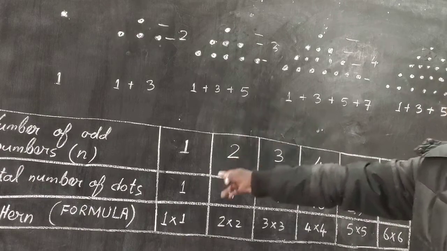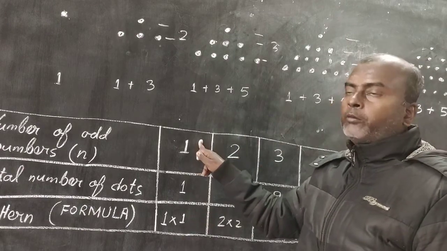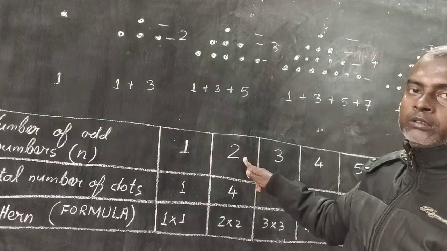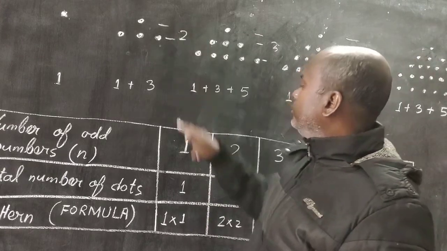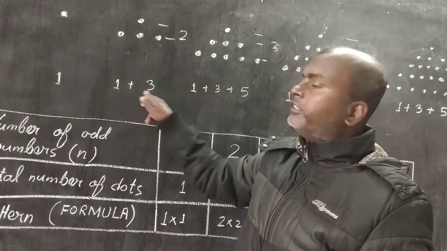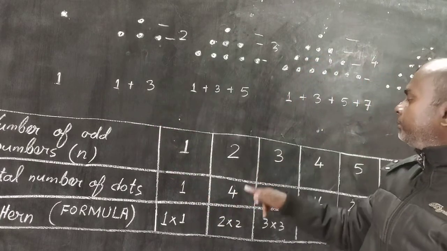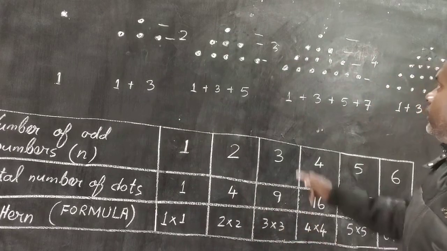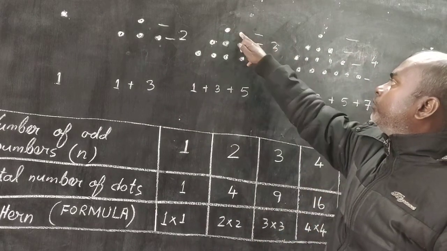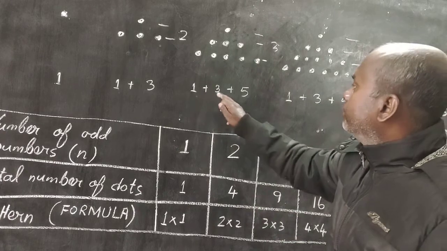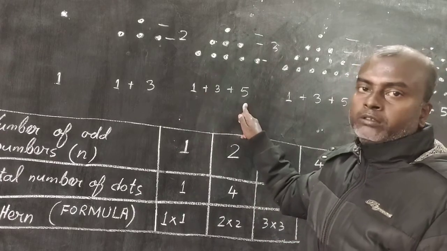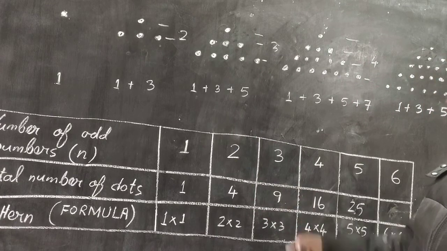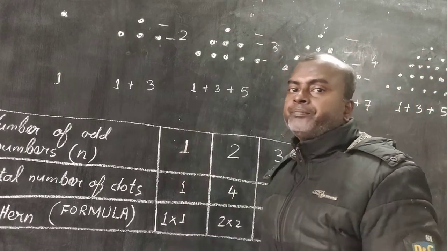So let us now see from here. Number of odd numbers 1, how many dots? 1. Number of odd numbers 2: here I have written 2 odd numbers, 1 and 3. The 2 odd numbers, how many dots? 4 dots. Second case, how many odd numbers are given? 1, 3, 5. 3 odd numbers, and how many dots? 9. So now let's come to the pattern.